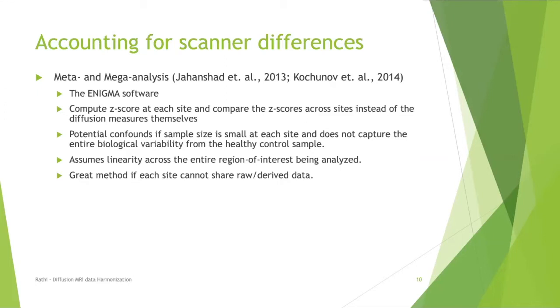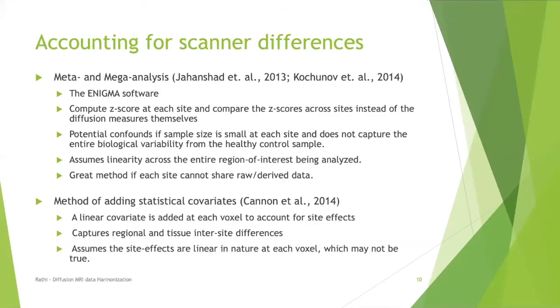And obviously this assumes that the changes between the scanners are all linear within the entire region being analyzed. This method is really great if sites cannot share the raw data, or can only share some of the partial data because of various restrictions. So this really works out well in that particular scenario, and it is very easy and fast.